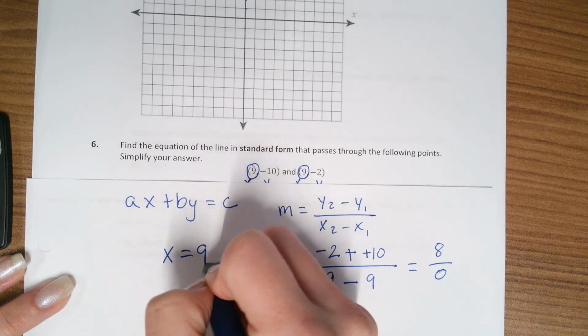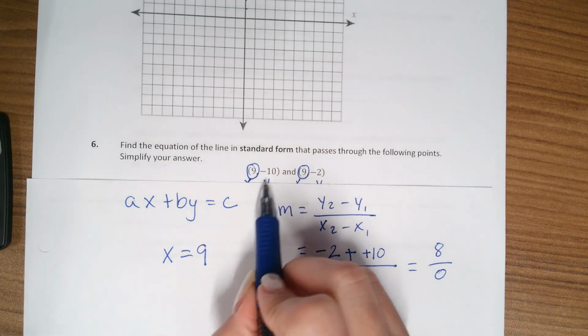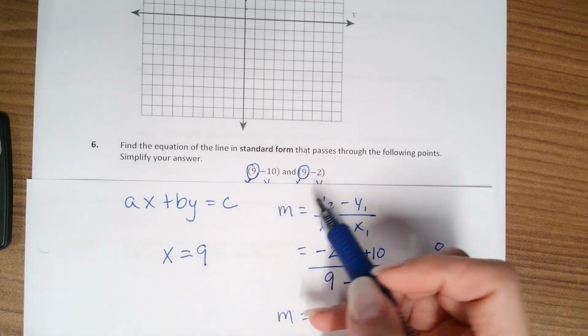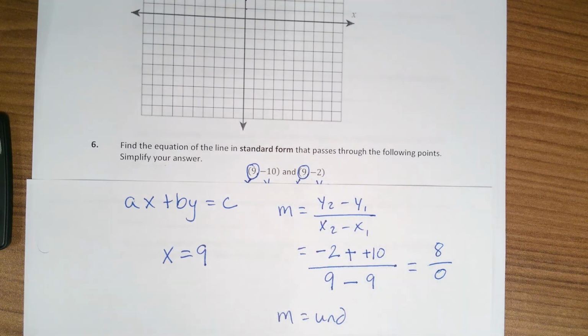So I have x equals 9. Didn't have to do very much work for that, but x is equal to 9. And again, we can see it doesn't matter what the y value is. Y could be negative 10, x is still going to be 9. Y could be negative 2, x is still going to be 9. Y could be 50, x is still going to be 9.